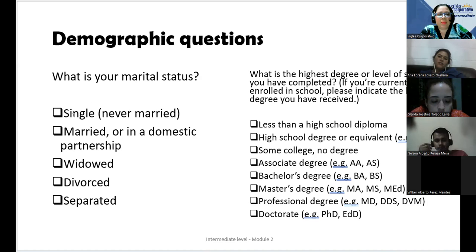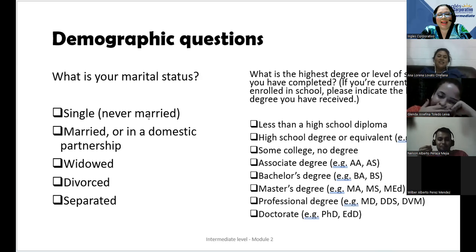Entonces, tenemos, por ejemplo, a ver, ¿cuáles son los marital status que conocemos? A ver, Glenda. Single, married, or in domestic partnership, widow, divorced, and separated. Ok. Vale. Vemos que acá tenemos también ED, ¿verdad? Miren. Vale, vamos a ver. Single. So, never married. Never, never ever. Ok.